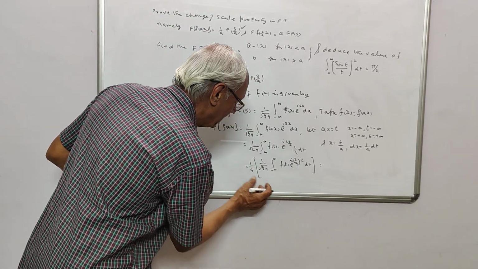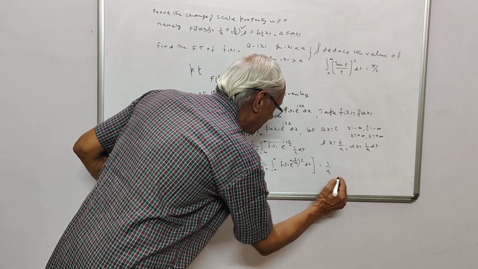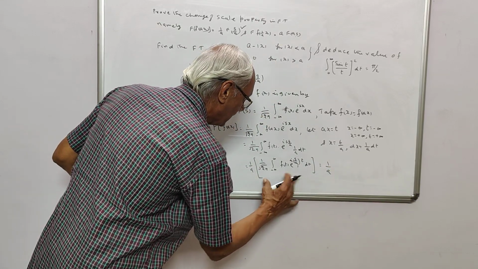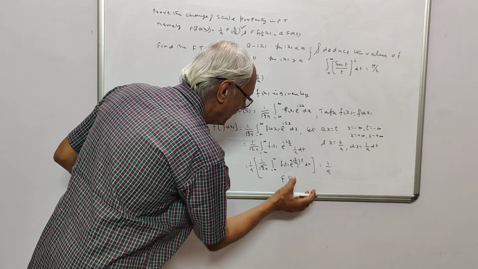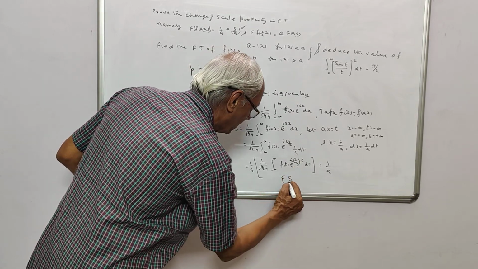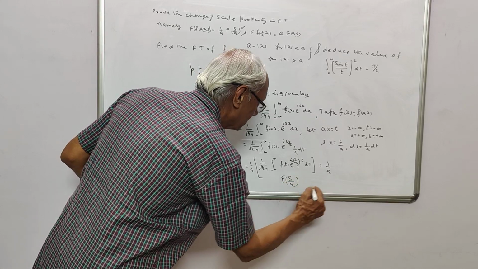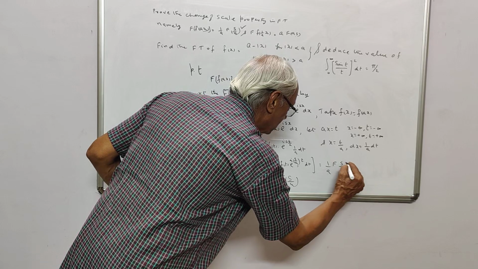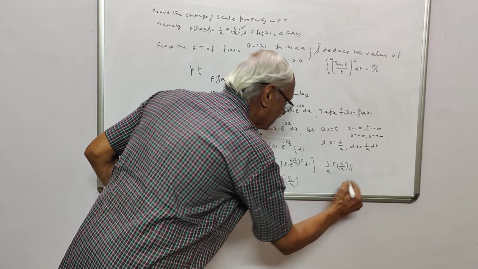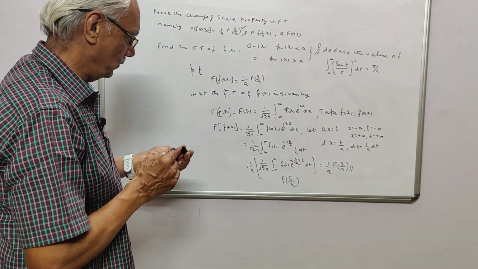So this is 1 by a. So keep that 1 by a. But this is a Fourier transform. This itself is your f of s. But in the place of s, you have got s by a. So this is nothing but f of s by a. So this is the answer for you.